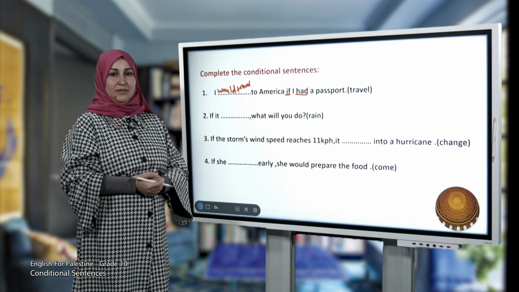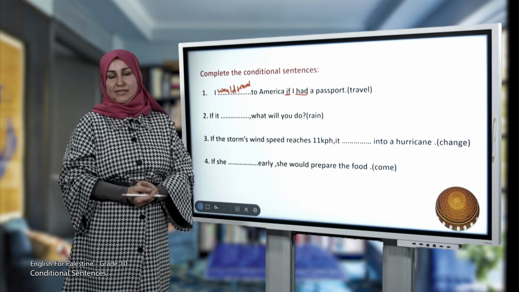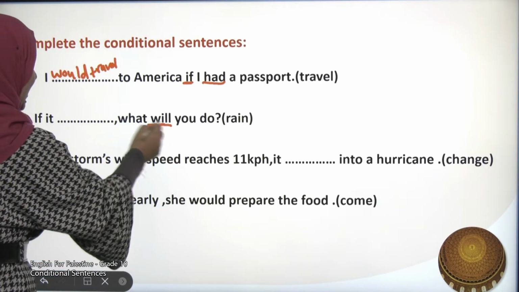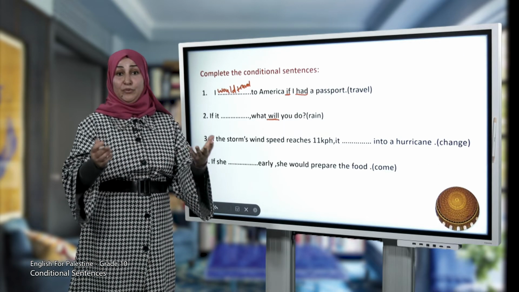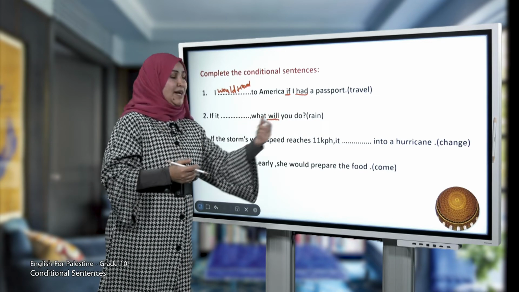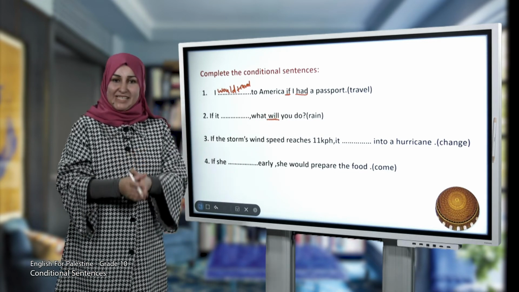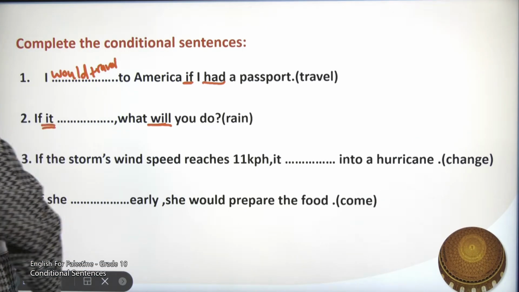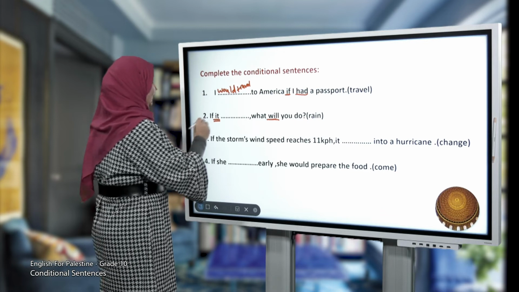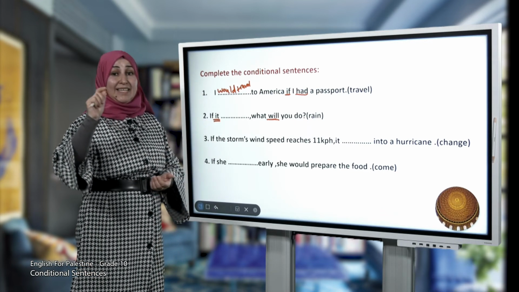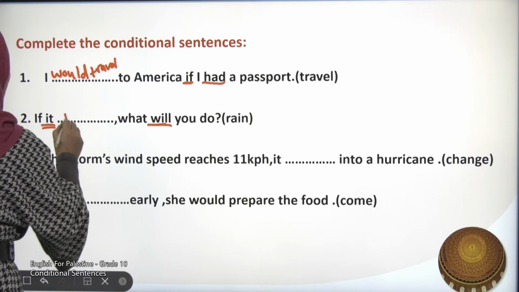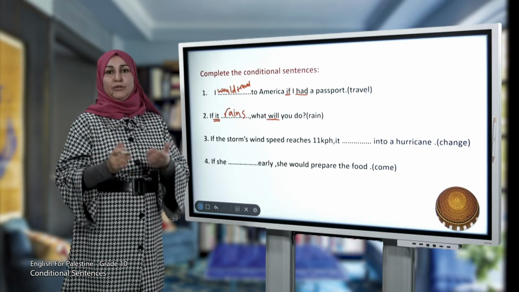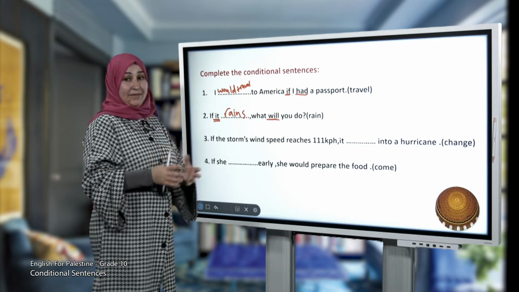Number 2. If it rain, what will you do? Which type is this sentence? Excellent. It's type 1. How do you know? We have will. So the verb must be present simple. So the subject is singular. We make the verb singular by adding s. If it rains, what will you do?